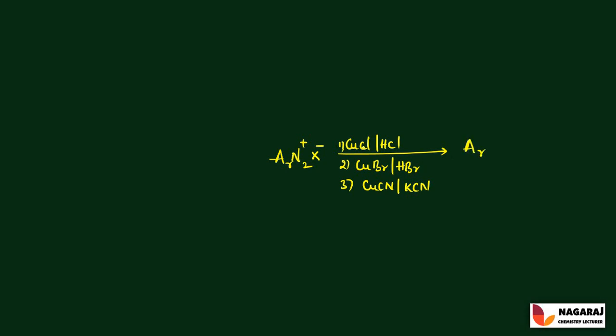For example, let us take the reaction between the arene diazonium halides with the cuprous chloride. So the Cl is attached to the aryl group and nitrogen gas is eliminated as a byproduct, right? So this reaction is called Sandmeyer's reaction.